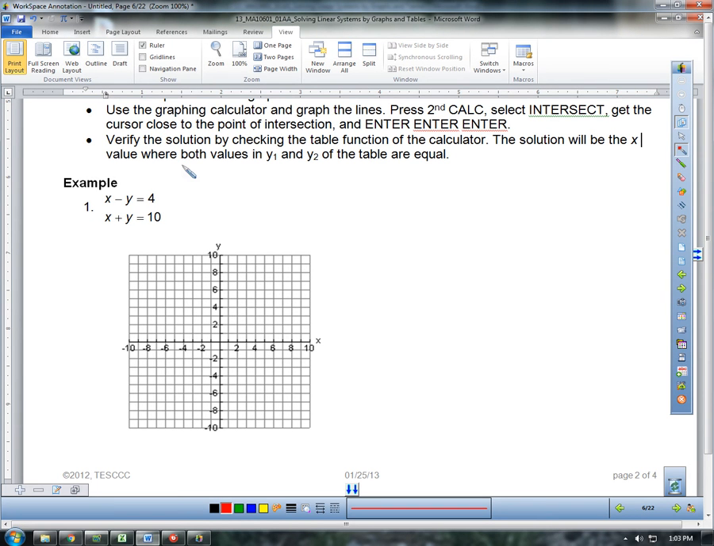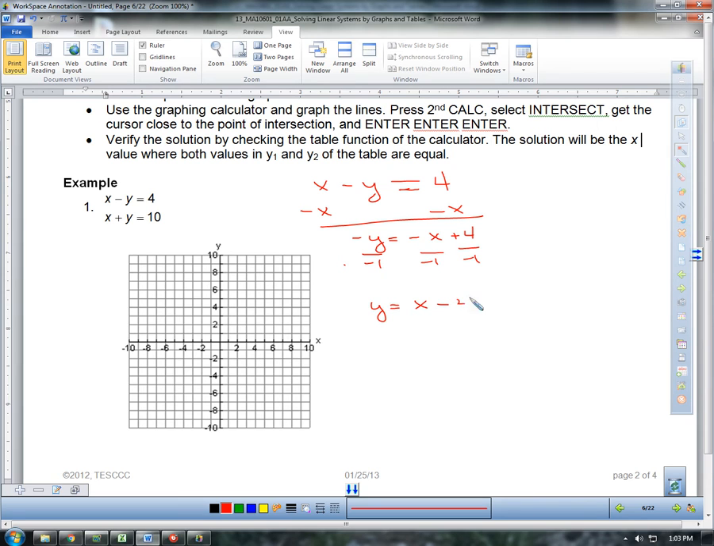So, on this, if I have x minus y equals 4, I need to get y by itself. So I would subtract x from both sides. And so I have negative y equals negative x plus 4. Okay? Then I'm going to divide by negative 1. So I have y equals x minus 4. Okay. So here's one of them in slope-intercept form. I'll need to have that to put in my calculator.